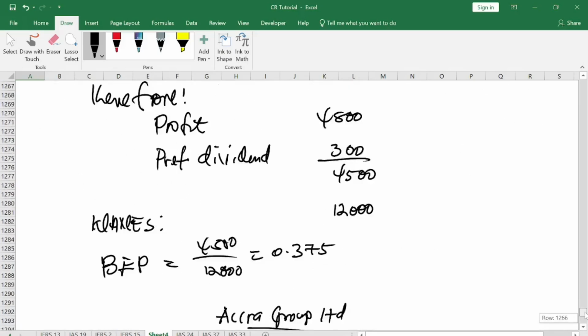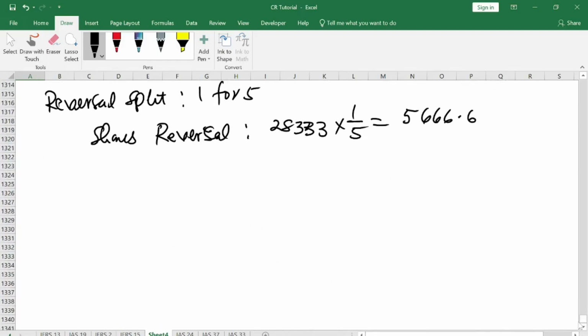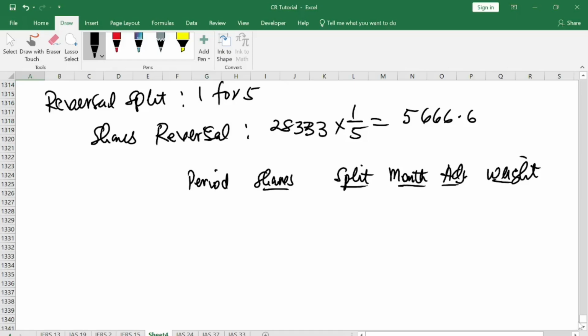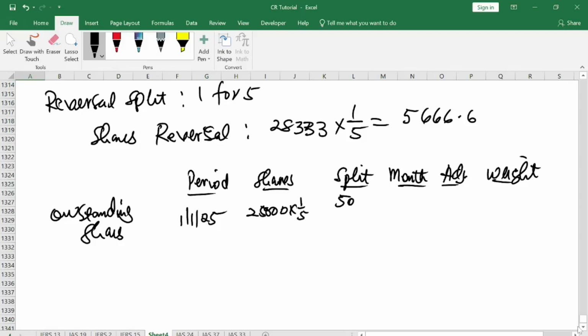Understand? We've reversed it. If you want to do it this way, you can pick the period, shares, then split your months, and if there's any adjustment you do it, then you weight. So you have your outstanding shares on 1st January 2025, the number of shares was 25,000. So you split it as 1 over 5. That will give you 5,000. So reversal split.